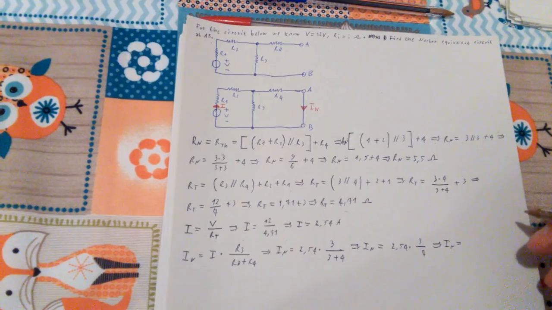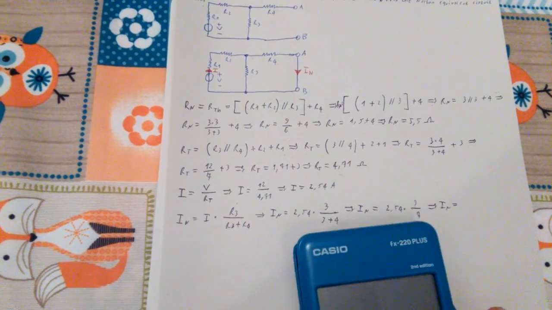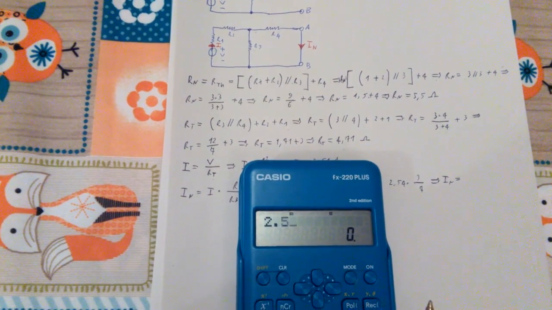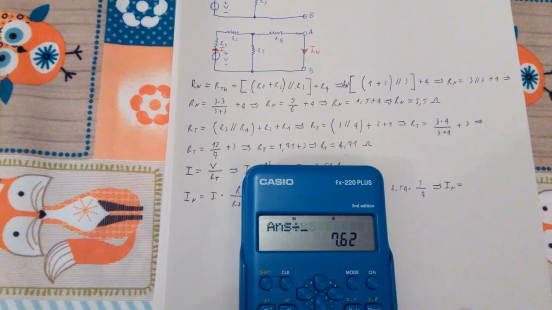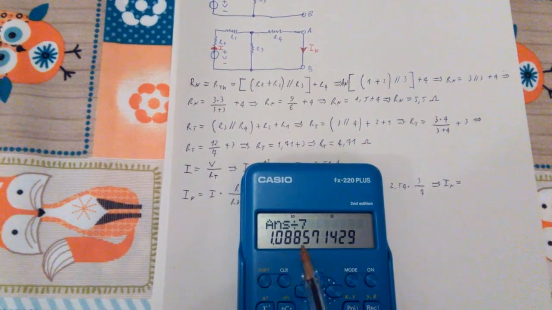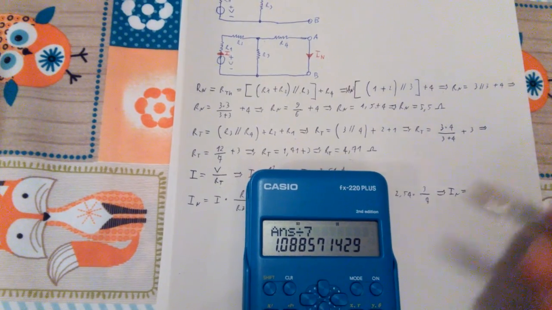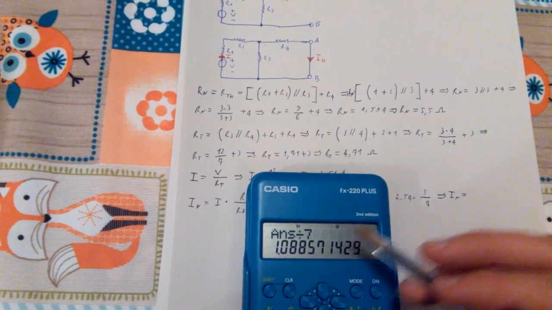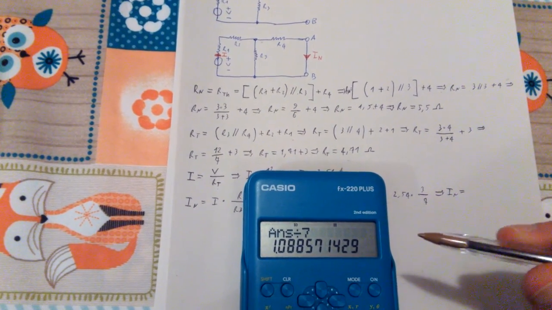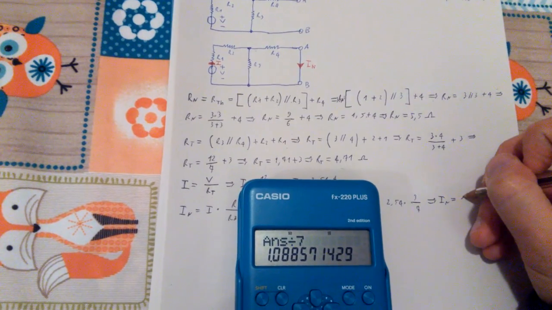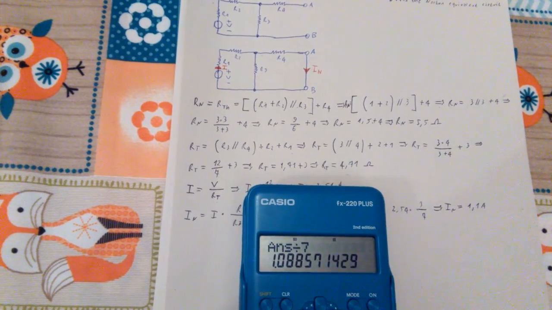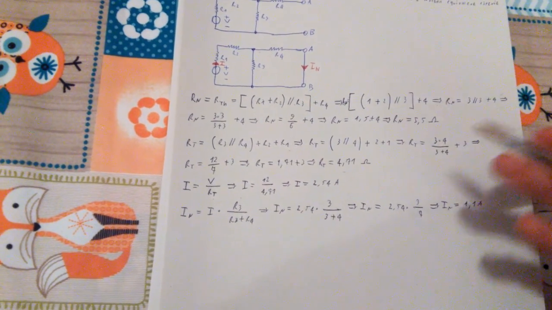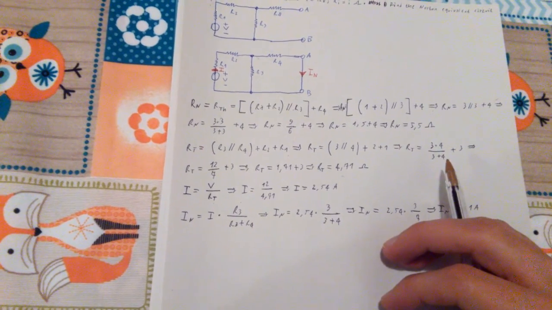So for I of n, I'm just going to use my calculator now because I'm lazy. 2.54 times 3 over 7 is 1.088. Well, I'm just going to go with 1.1 amps, approximately. So yeah, that's pretty much it.